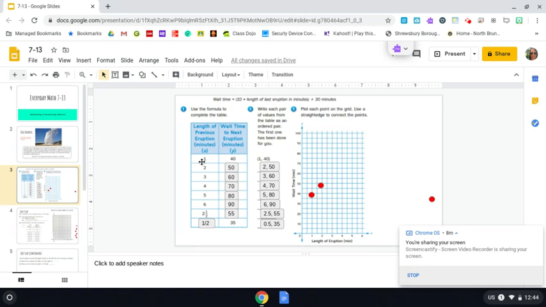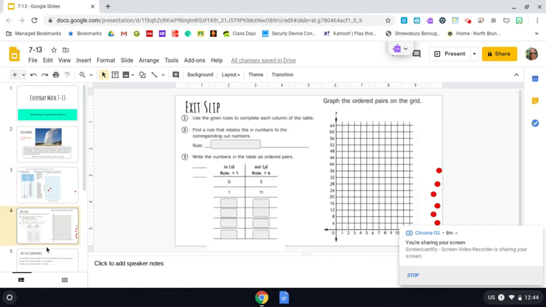So the next task you have to do after this is you're going to work on this exit slip. Okay, and it says use the given rules to complete each column of the table. So remember, you're following the rule. Rule is adding 1, okay, going down. And for y, it says adding 6. So you're adding 6 going down.